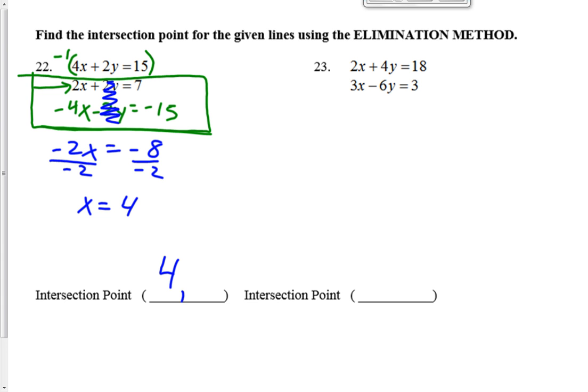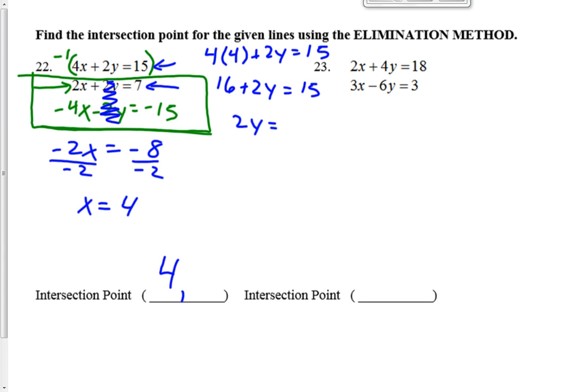I now have to find what my y is. And again, I could use either of these two equations to solve for y. It doesn't matter which equation I use. So I'll use the top one. 4 times x, and we just found x. X is 4, so 4 times 4 plus 2y equals 15. So 16 plus 2y equals 15.